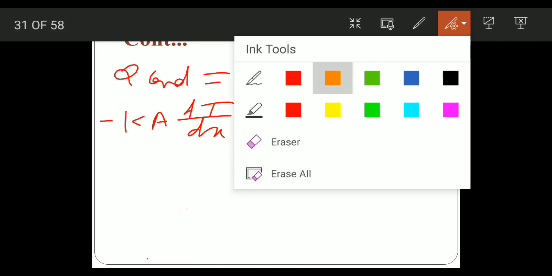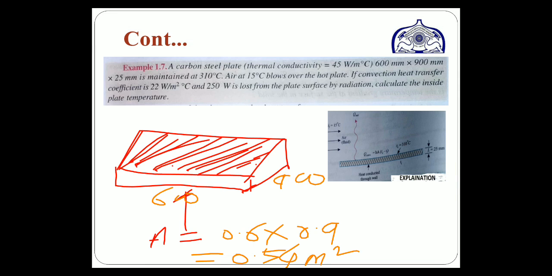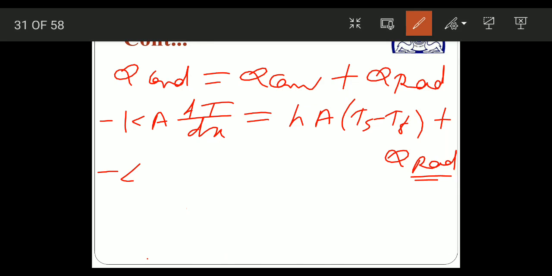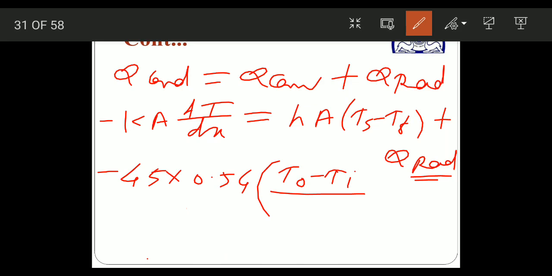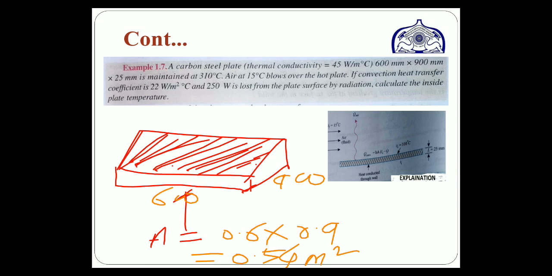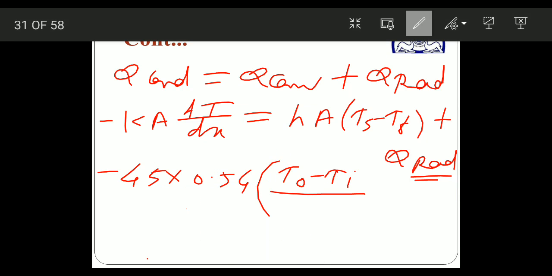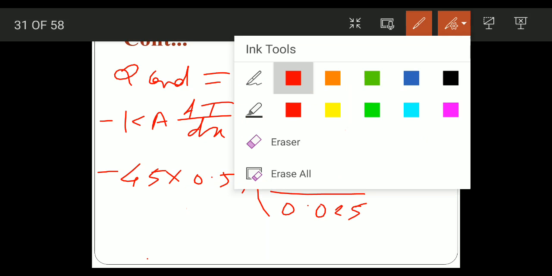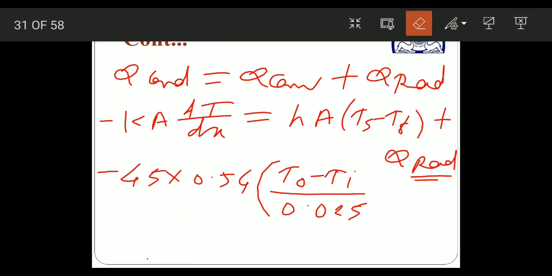Now if you put the values here, what do we get? The thermal conductivity is given as 45. So minus 45 into area 0.54, in bracket dT. What is dT? T outer minus T inner divided by thickness. What is the thickness given? 25 mm, so we have to convert this into meter, 0.025. Here To is given to you, that is the surface temperature, 310. So the unknown is Ti.